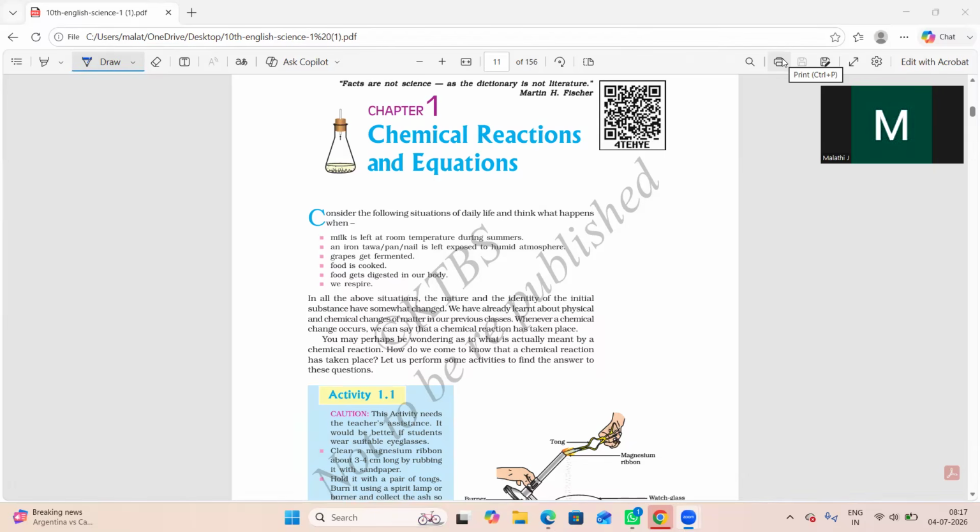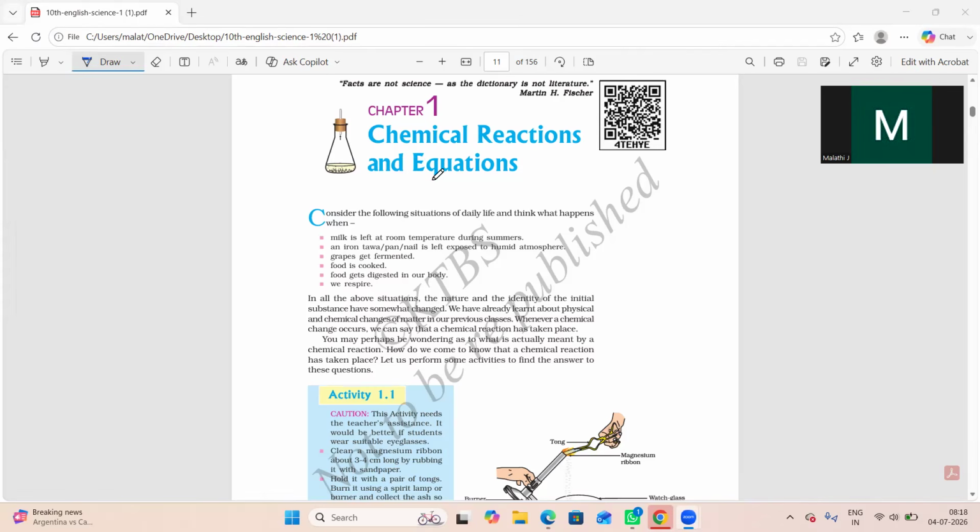So today's session is about the first chapter of your chemistry, chemical reactions and equations. It is very important to understand the other chapters in class 10 chemistry. In this chapter, the main important things are: what is a chemical equation, what is a chemical reaction, then balancing chemical equations. Balancing chemical equations is very important. Most of the questions will come from this.